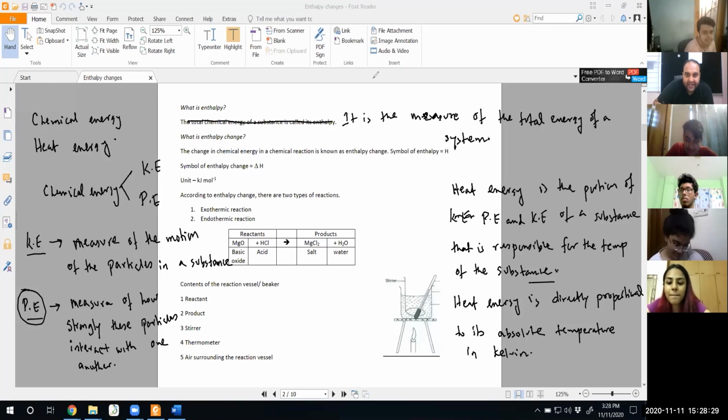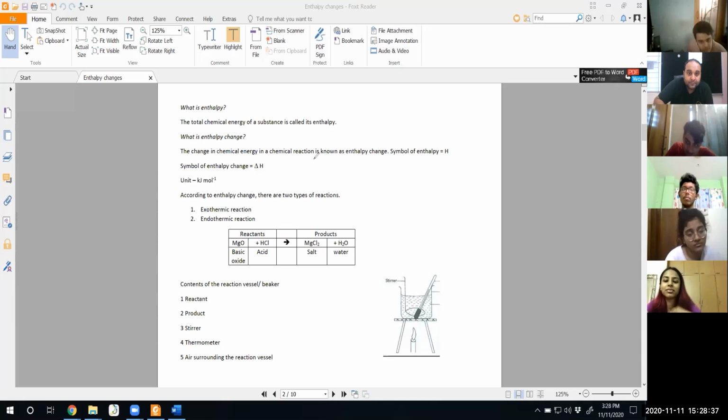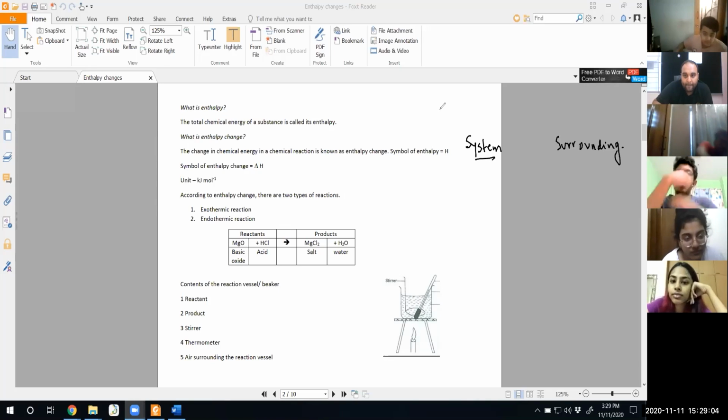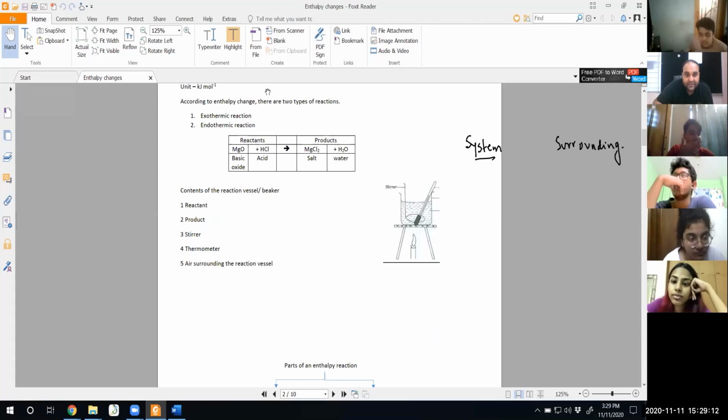So in any reaction, we know that there are two parts. One is the system, and the other part is the surrounding. So we just learned that enthalpy is the measure of the total energy present in a system. So suppose this is our reaction vessel. Here we have the reactants, the products, and then we have the stirrer, the thermometer, and the air surrounding the reaction vessel.